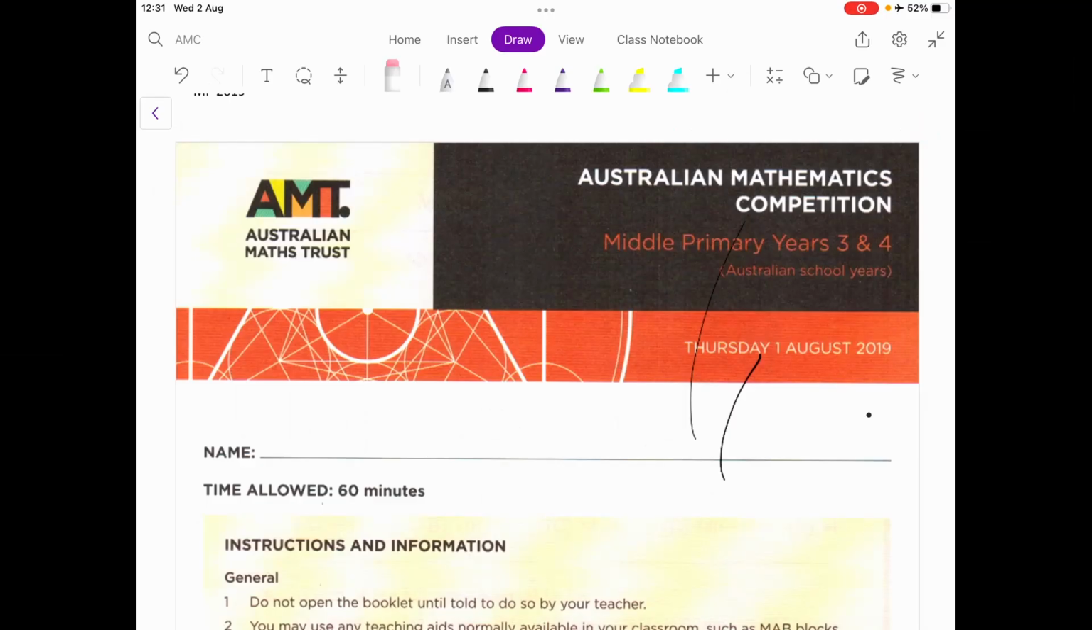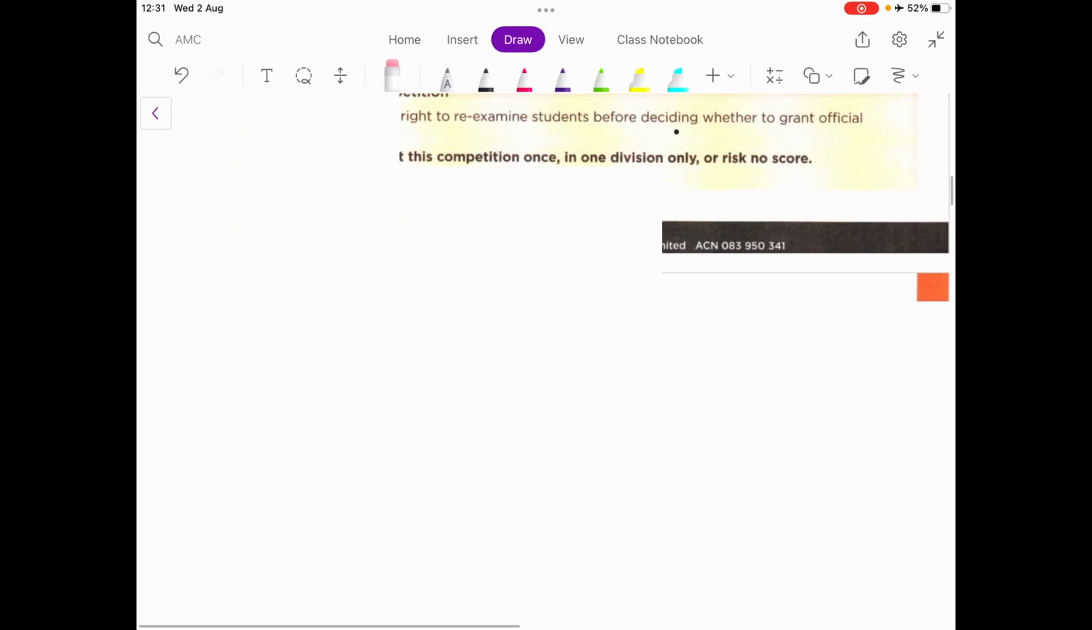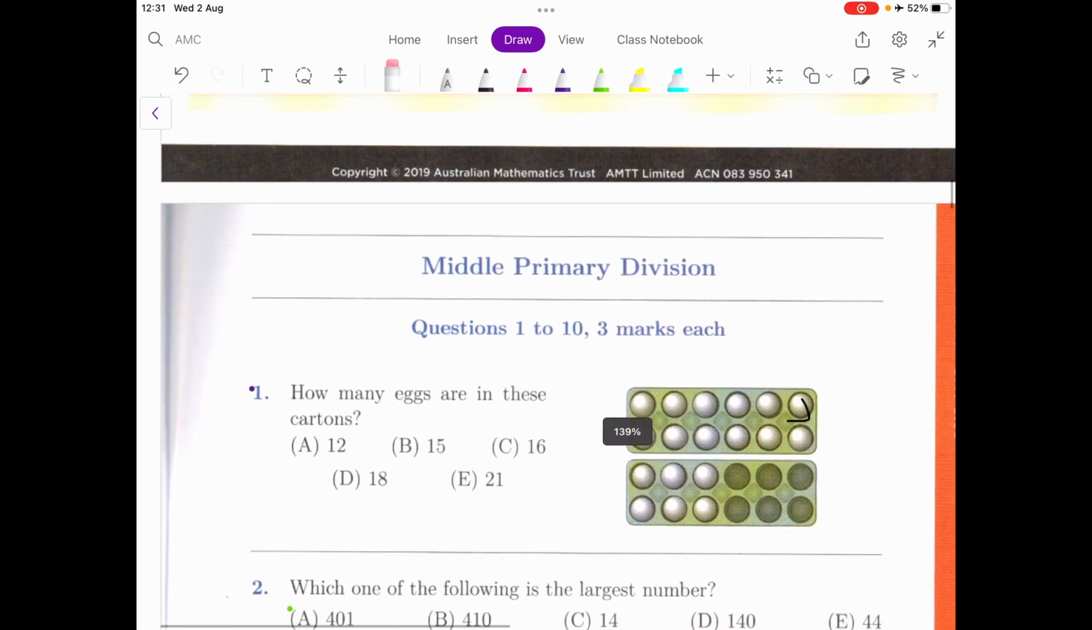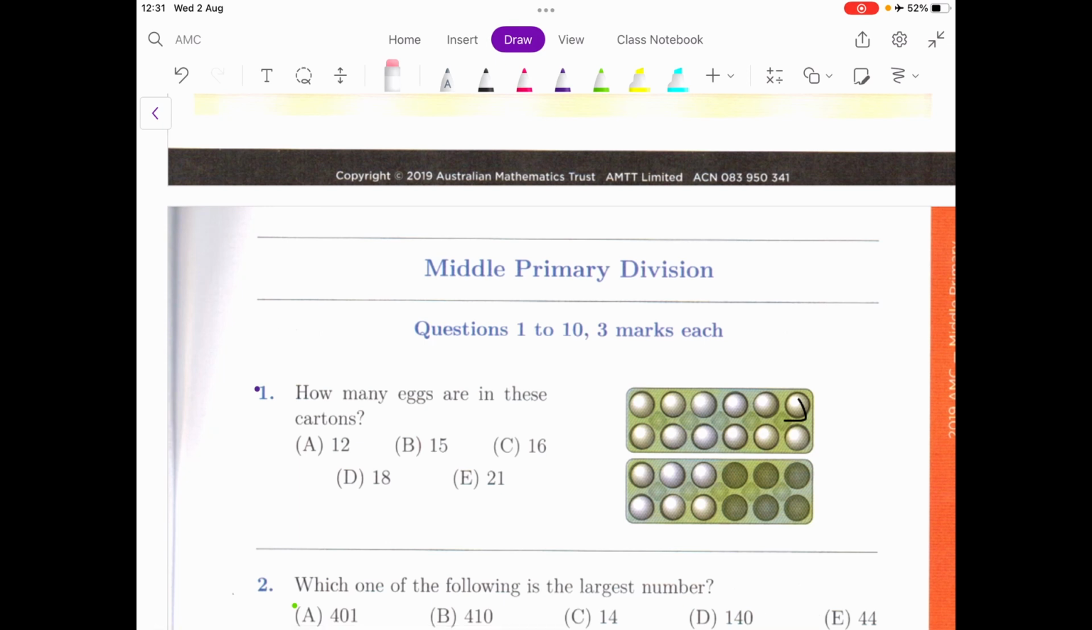This is section number 1, so we are trying to solve question number 1 to 10, which are comparatively quite easy and should take just a few seconds for each question. All right, so the first question, how many eggs are there in these cartons?